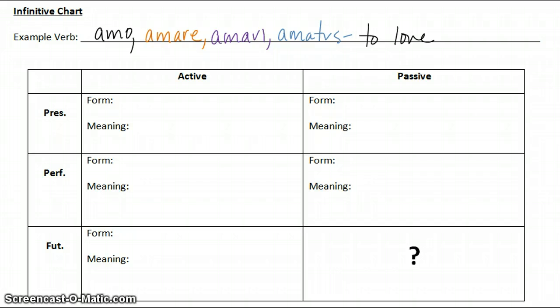That is actually a dead giveaway. It's this word right here. It's what we called the infinitive when we were in Latin 1. We thought there was only one, but there's actually 6. So we just take this form and we move it down to the present active box. So, amare.